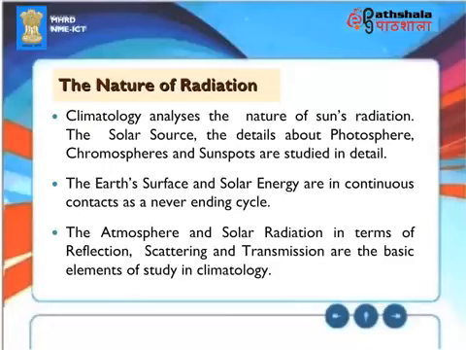The nature of radiation. Climatology analyzes the nature of sun's radiation, the solar source; the details about photosphere, chromosphere, and sunspots are studied in detail. The Earth's surface and solar energy are in continuous contact as a never-ending cycle. The atmosphere and solar radiation, in terms of reflection, scattering, and transmission, are the basic elements of study in climatology.